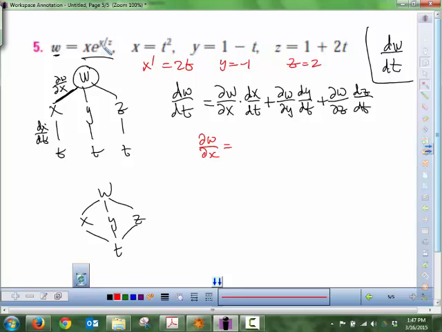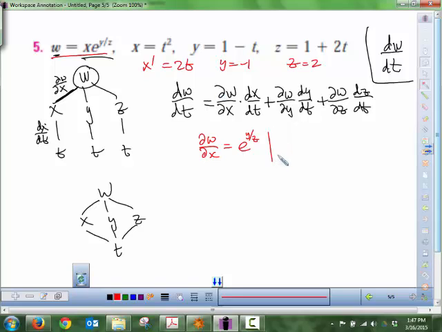With respect to x, x is a variable. What's our derivative going to be? I want to take the derivative of w with respect to x. x is our variable, e to the y over z. Right? And I'll leave some space here because when we put it into this formula, we want to make sure we put the t in.